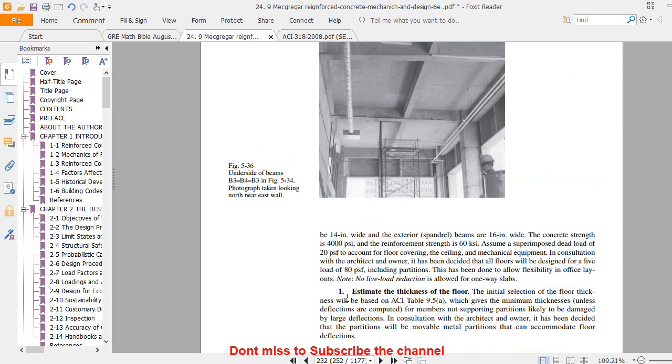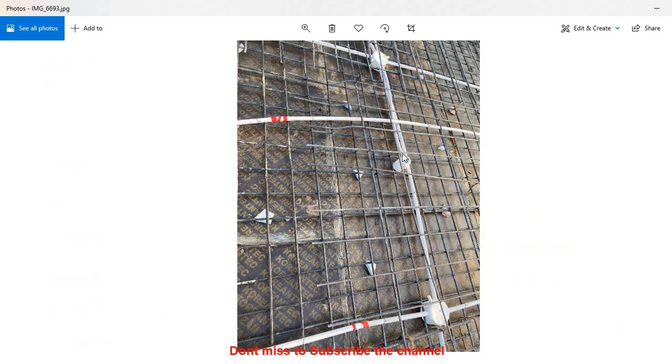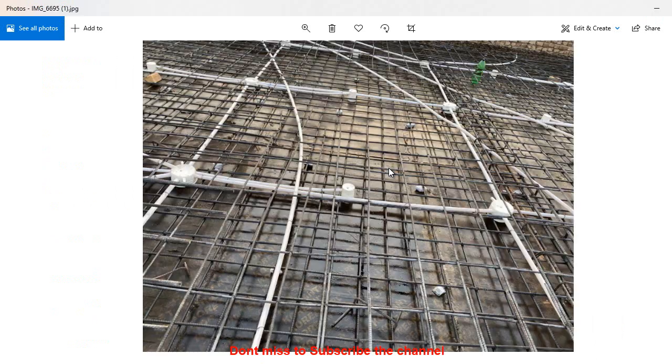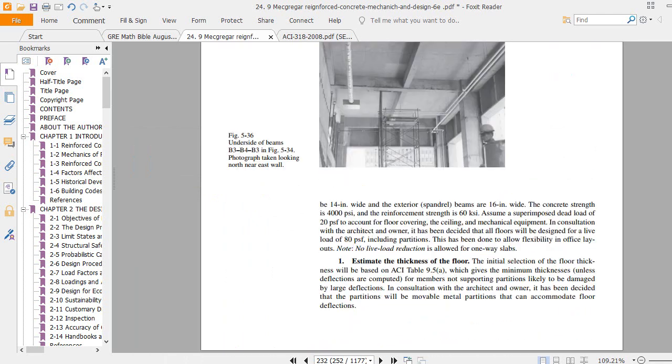First of all, we have to calculate the thickness of the floor system. It is very important. I already shared and explained in this video that they provided the required amount of steel in this slab system, but the thickness was not maintained. Due to that, the slab system cracked, and now this project is completely demolished. So this is very important that you have to provide the required amount of steel.